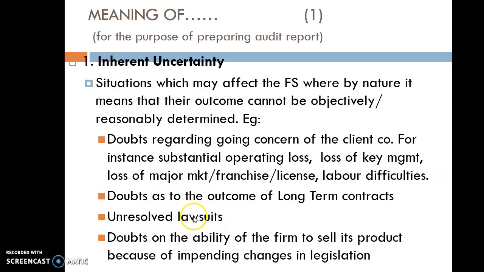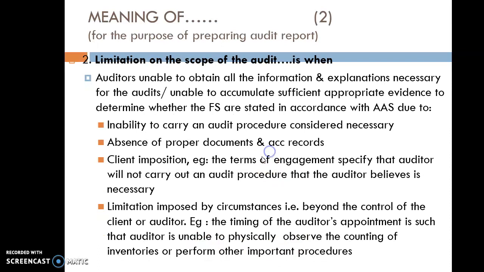Okay, there is a lawsuit between the management of the company and third parties. So it has been dragged on for a very long time, so it is considered an unresolved lawsuit. And then doubts on the ability of the firm to sell its product because of impending changes in legislation.